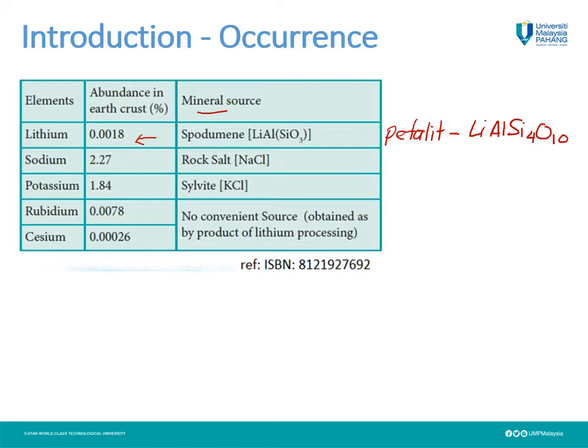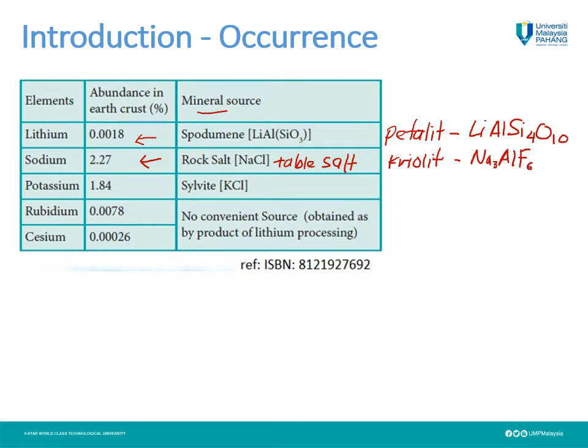For sodium, the abundance is higher compared to lithium, at 2.27%, and the main mineral source is rock salt, or our table salt. Several other minerals include cryolite, which is Na3AlF6.